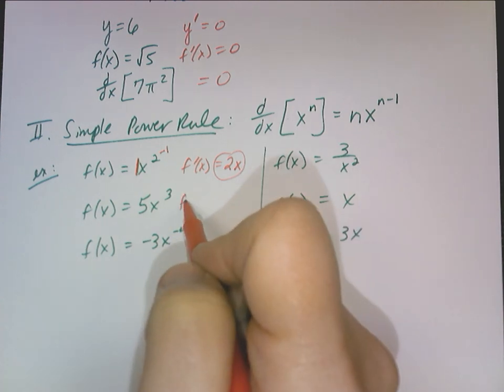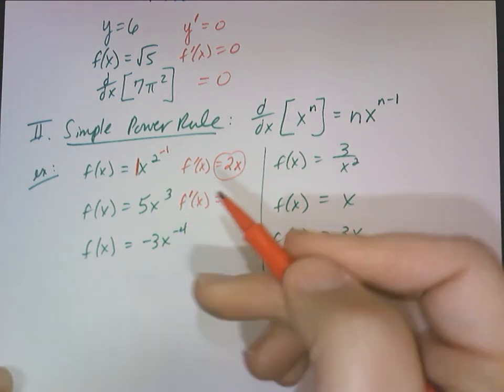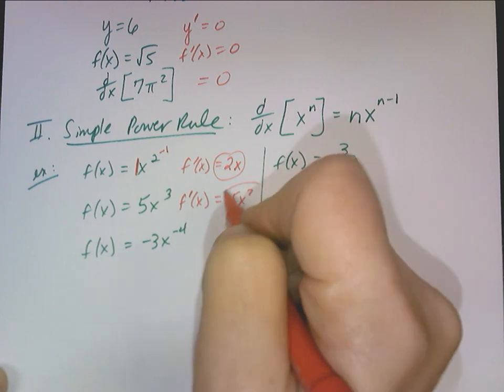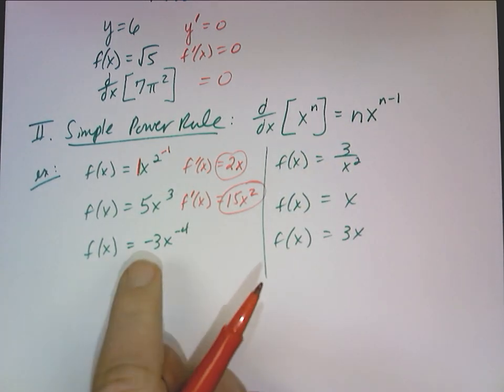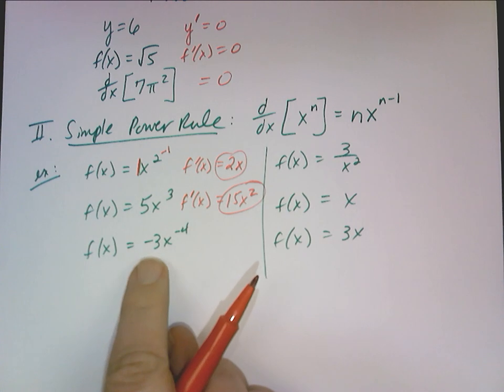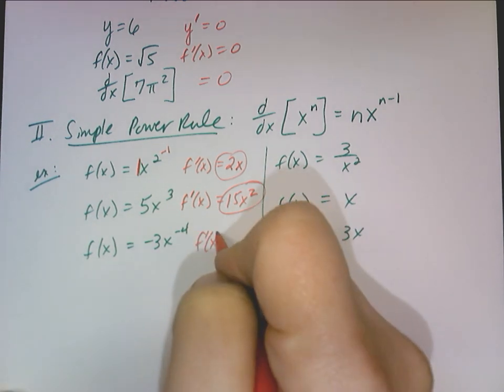All right, so then what would this one be right here? 5x cubed, what's the derivative? 15x squared. You just found the derivative, as opposed to putting the limit stuff. What about with negatives? Same thing. Negative 3x to the negative 4 is what? Not negative 12. Positive 12.